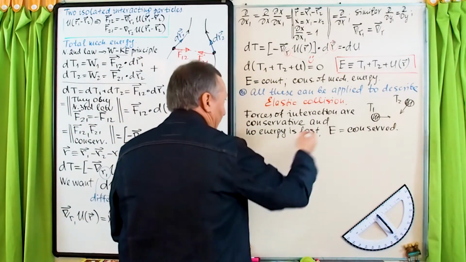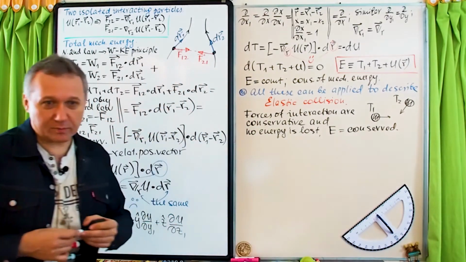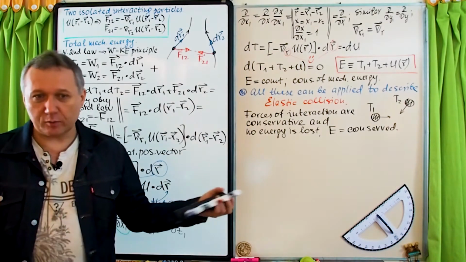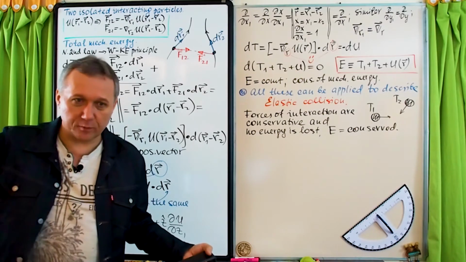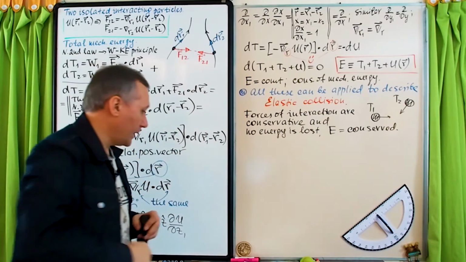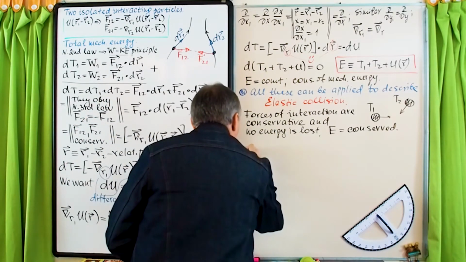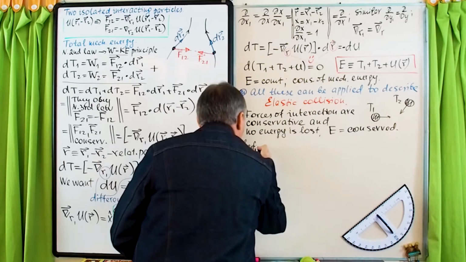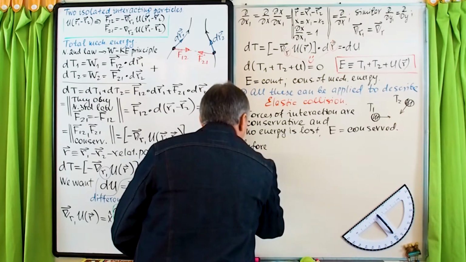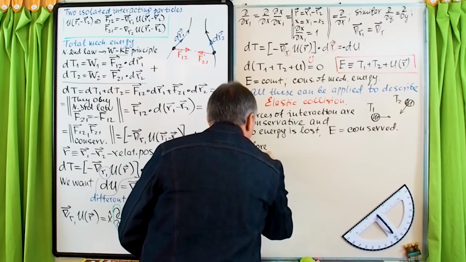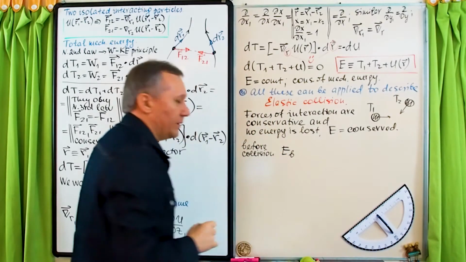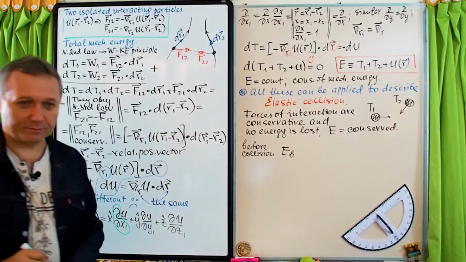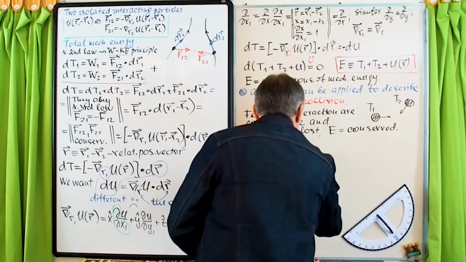So energy is conserved, and basically what it means is you can look at the system at any moment of time, and the total mechanical energy must be the same. It doesn't matter whether before, during, or at any moment of time. So before the collision, let me write it as E sub B. B stands for before.